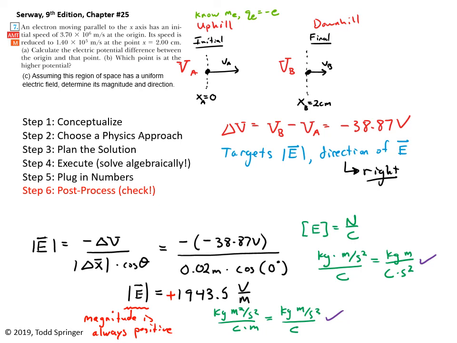So finally, for part C, our answer is going to be that the electric field E is 1943.5 volts per meter, pointing to the right. There's our final answer, part C.